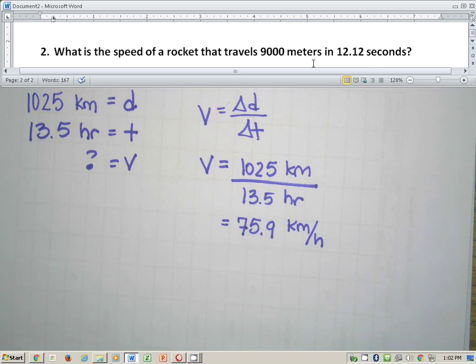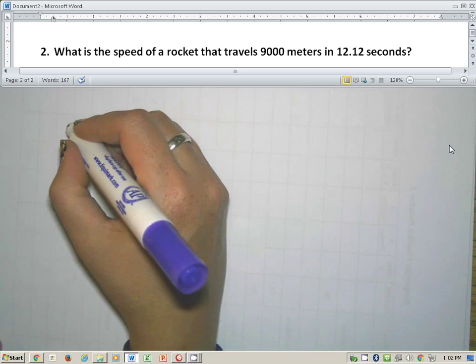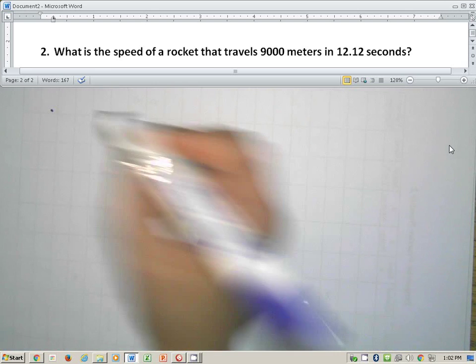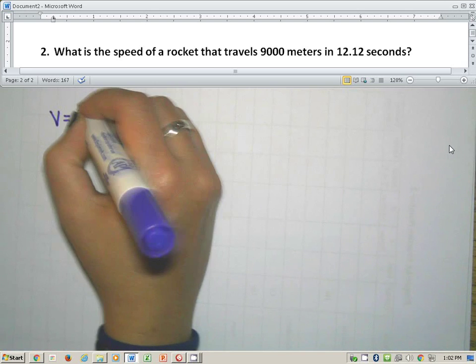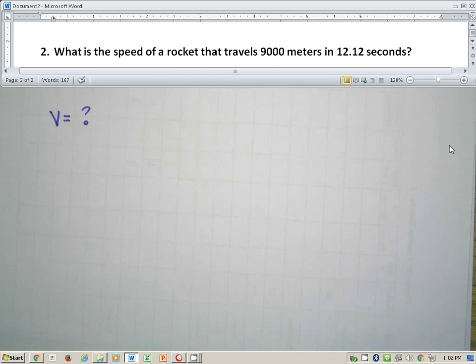Now, if we go to my next question up here. What's the speed of a rocket that travels 9,000 meters in 12.12 seconds? Well, first thing I see is the word speed. I don't have an S. Speed is the same thing as velocity, in essence, for us in these problems. It's not got direction as a part of it, but we can still work the problems for velocity.